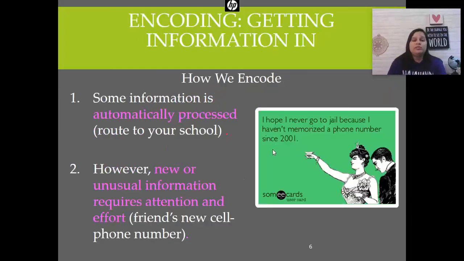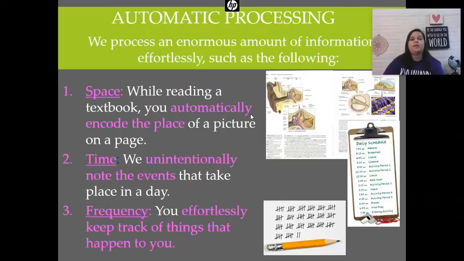So encoding is all about how we encode information. And there's 2 ways. We encode some things with automatic processing and some things with a little more effort. So some things are definitely automatically processed, like locations, your route to school. But if it's new or unusual, then it'll require more information, and that requires extra effort.